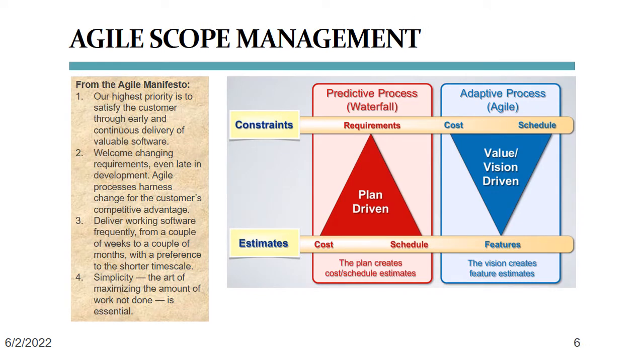Agile scope management is different from scope management in a traditional project. As we have just seen, product scope is all the features and requirements that a product includes. Project scope is all the work involved in creating a product. So it really is a bottom-up process.